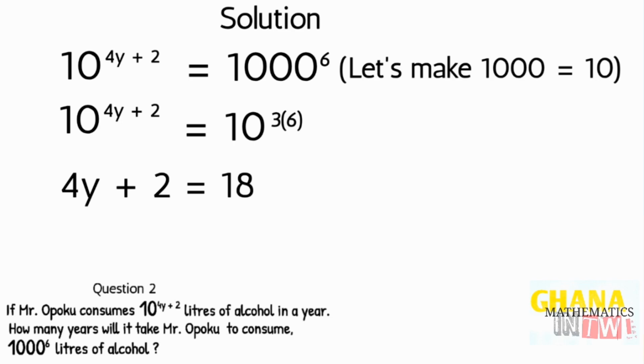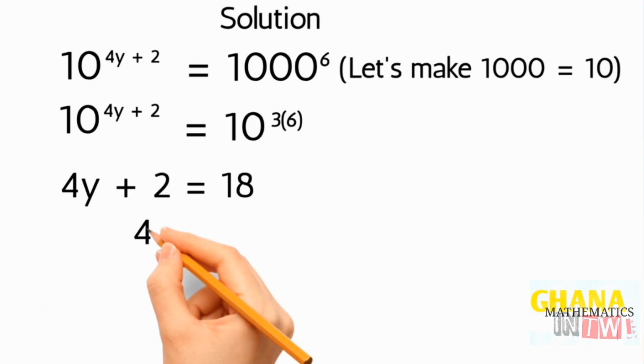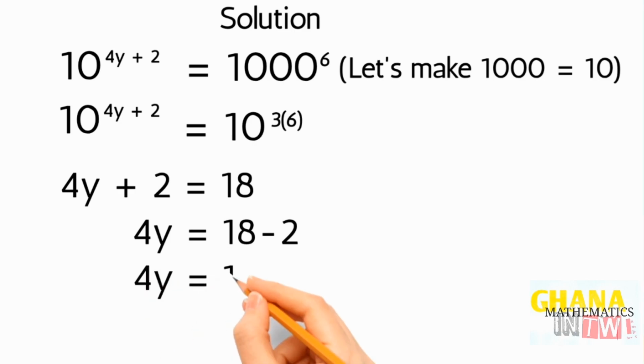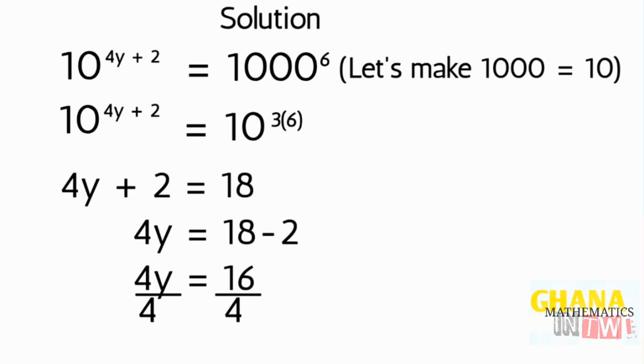So if we have equal bases, if the 10 is equal, we can see that the left side and the right side are all 10, so it is equal. So we just write the exponents, and we can move the 2 across the equal sign to become -2. 18 minus 2 is equal to 16, so 4y is equal to 16.